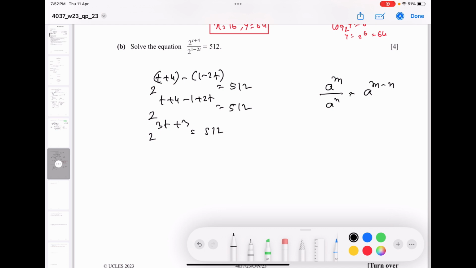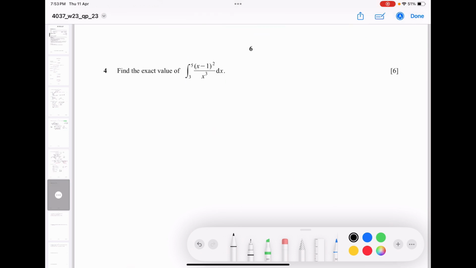2 to the power 3t plus 3 equals 2 to the power 9, so 3t plus 3 equals 9. Base is the same, so the powers are equal. 3t equals 9 minus 3, that is 6, t equals 6 divided by 3, so that is 2, so the value of t is 2. Find the exact value of this one.